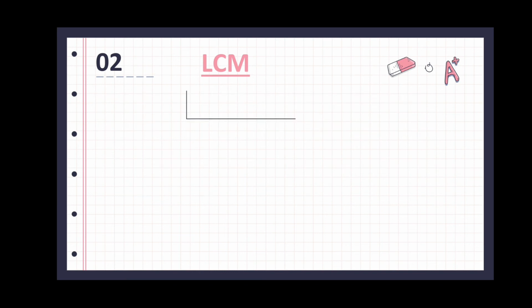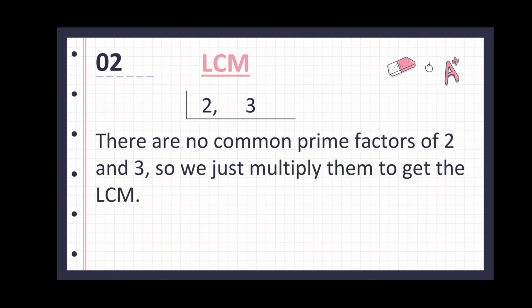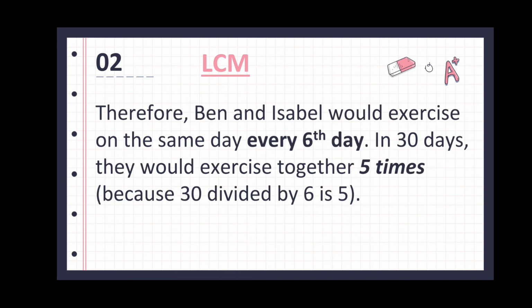Let's find the LCM of 2 and 3. There are no common prime factors of 2 and 3, so we just multiply them to get the LCM. 2 times 3 equals 6. Therefore, Ben and Isabel would exercise on the same day every 6th day. In 30 days, they would exercise together 5 times, because 30 divided by 6 is 5.